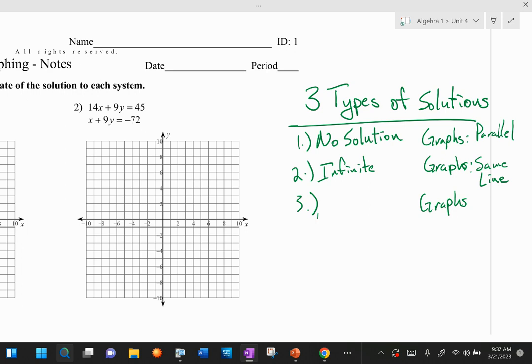What's our last solution? One solution. And somebody different. What do those lines look like? Ron? They intersect. Do they intersect at one point, multiple points? One. Okay, because we're talking linear. Right, so these are linear equations, which means what does the graph look like? They are lines, straight lines. Right?